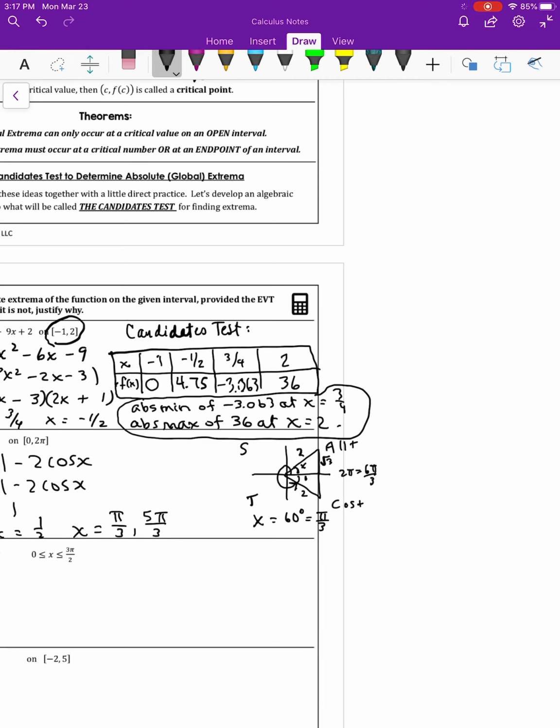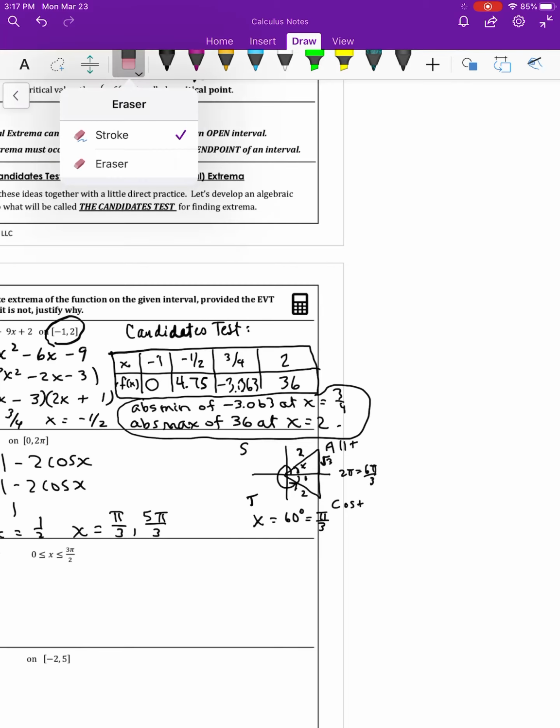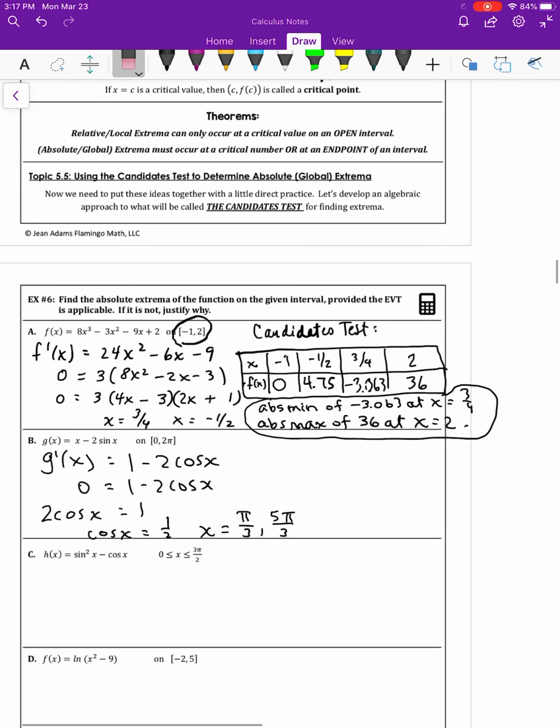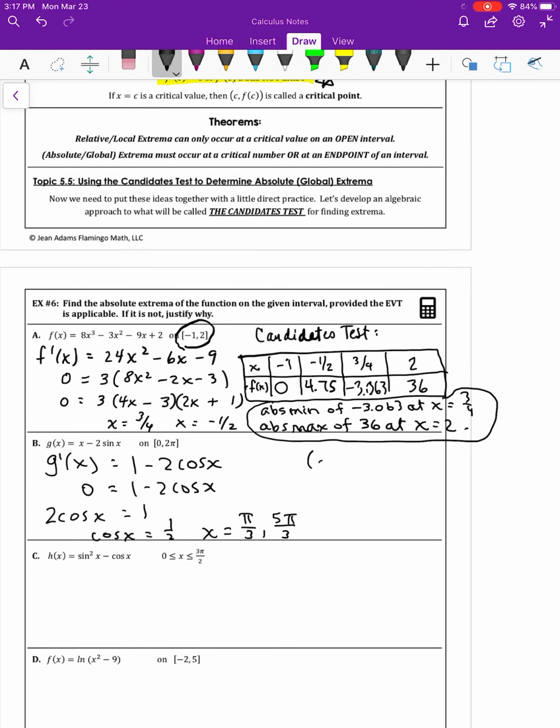So now, since I drew that, I'm not going to have room to do my candidates test. Darn it. I probably should have drawn that over here. Well, I guess I'll erase it. Sorry about that. Hope you guys got it. First and fourth quadrants.